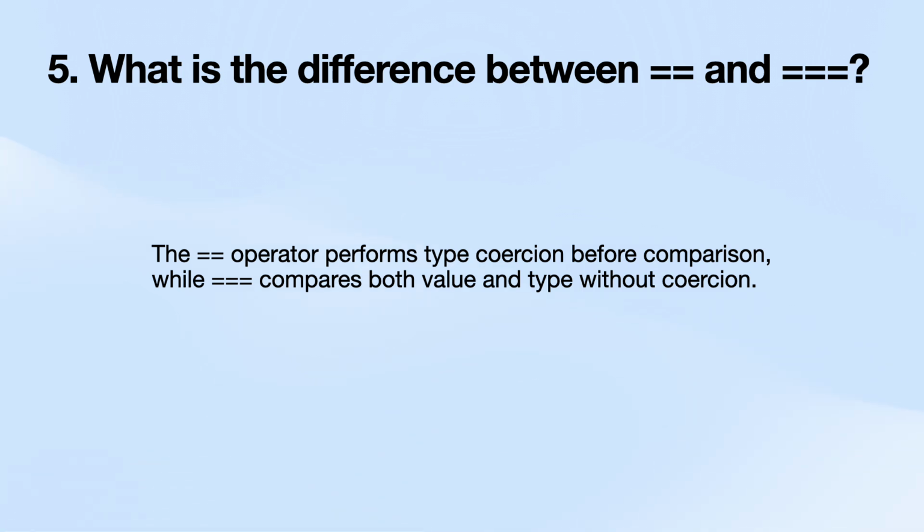Understanding this distinction is crucial for writing predictable and bug-free JavaScript code. While equals can sometimes be convenient, it can also lead to unexpected results due to its type coercion behavior. For this reason, many developers prefer to use triple equals in most situations to ensure more precise comparisons.